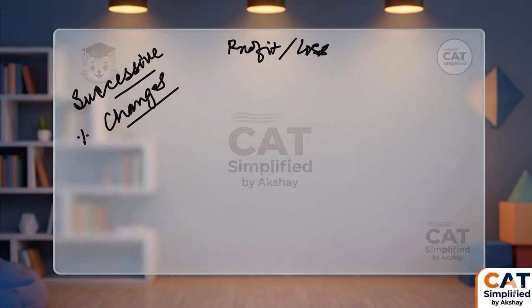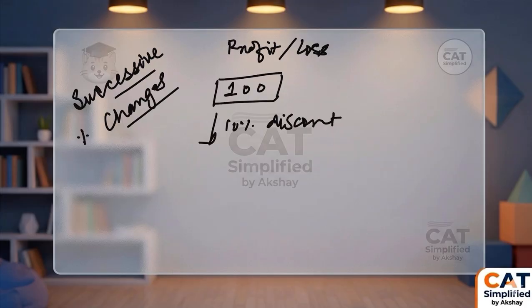So let's say a shopkeeper is selling a certain item for 100 rupees. Then he says his item is not getting sold, or let's say there is a holiday and he wants to offer discounts to attract more customers. So he says, I am going to give you 10% discount. Now if you apply a 10% discount on 100, your answer simply will be 90.